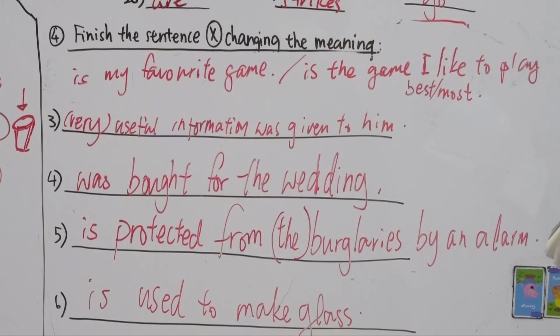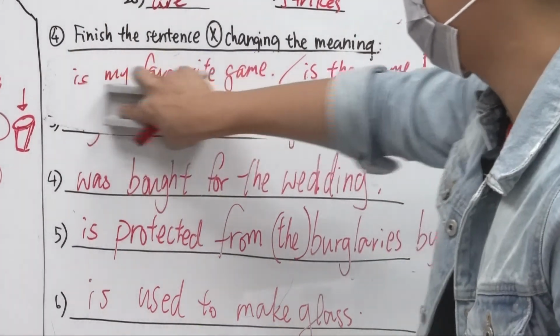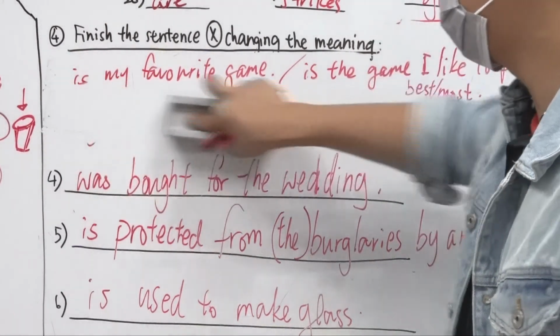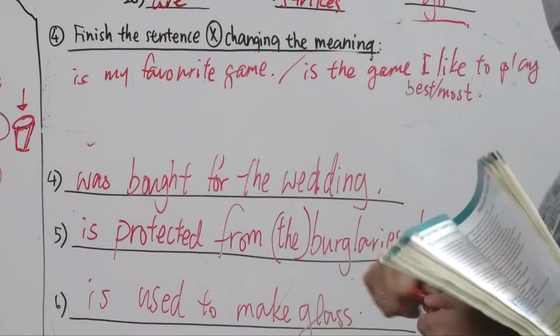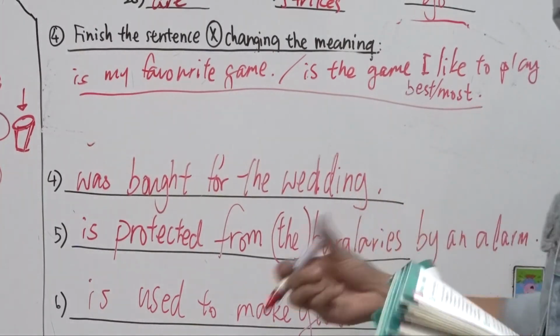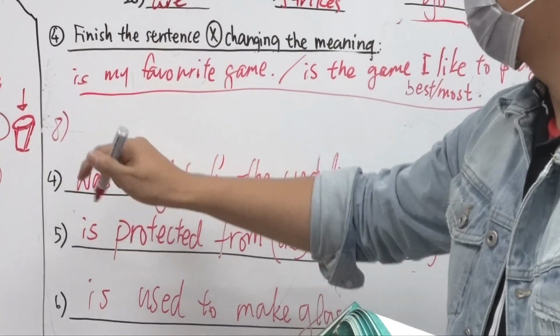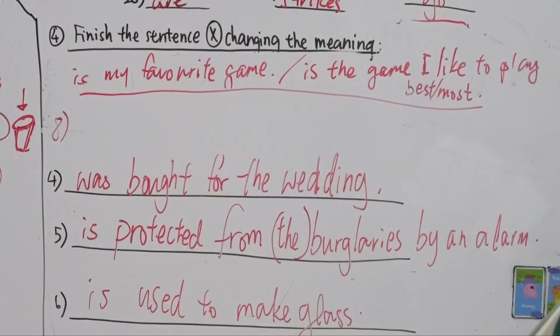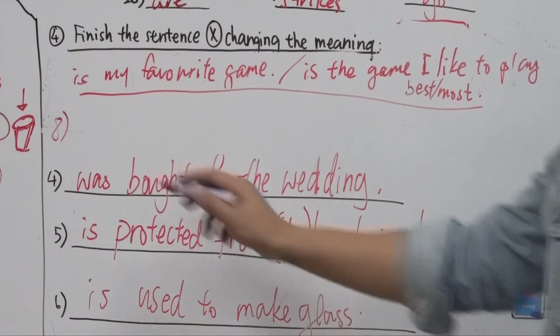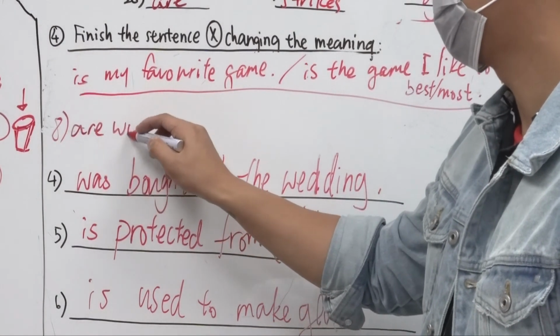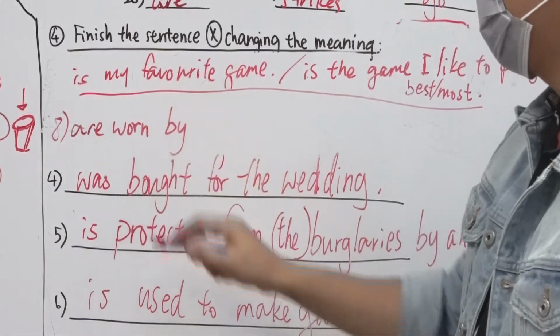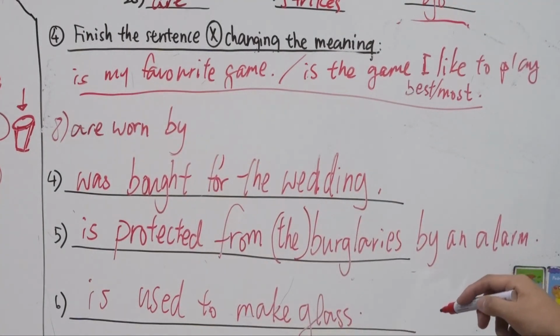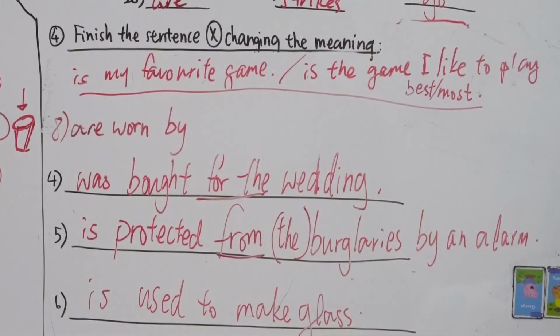All right, next one. Nowadays, men and women wear trousers, okay? Nowadays, men and women wear trousers. What about for question number 8, right? We have to change, right? We start with trousers first. So trousers are worn, okay? Are worn by, okay? For example, right, from burglaries, for the wedding, okay?